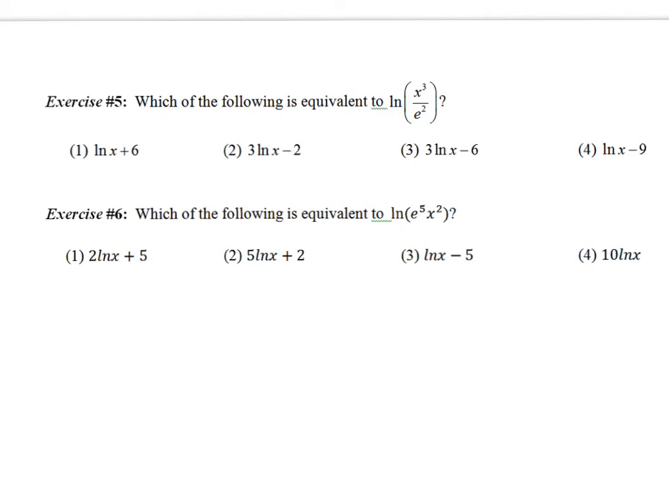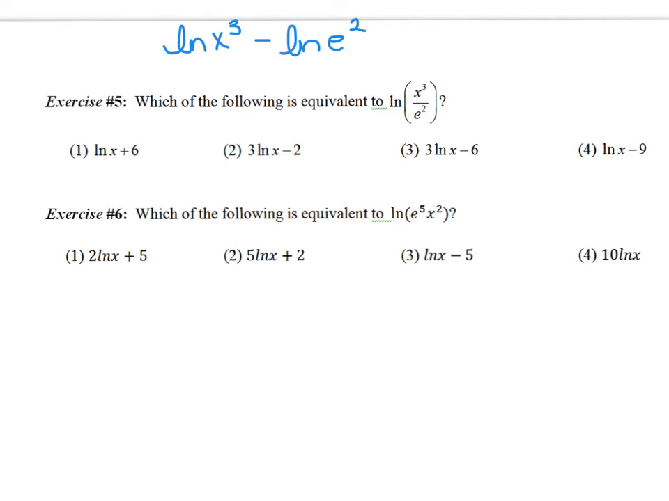So for exercise number 5, it says, which of the following is equivalent to the natural log of x cubed over e squared? So we notice that we have a quotient after our log. And again, it's okay that it's a natural log versus a log to any other base. So if I've got a quotient after a natural log, I'm just going to write it above here for sake of room. That means that I'm going to split this up into the natural log of the numerator, x cubed, minus the natural log of the denominator, e squared.